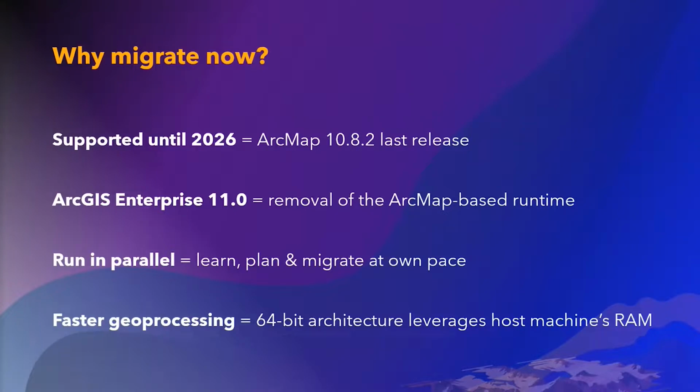And a really valuable reason to migrate now is that you can run your apps in parallel. So you can run Pro on the same device as ArcMap to learn, plan and migrate at your own pace. This can be really helpful to avoid losses or breaks to projects or data or workflows as you're migrating over. And also it provides faster geoprocessing. So you need the 64-bit architecture, which leverages the host machine's RAM to increase performance. So Robin will explain how to check your system requirements a little later.